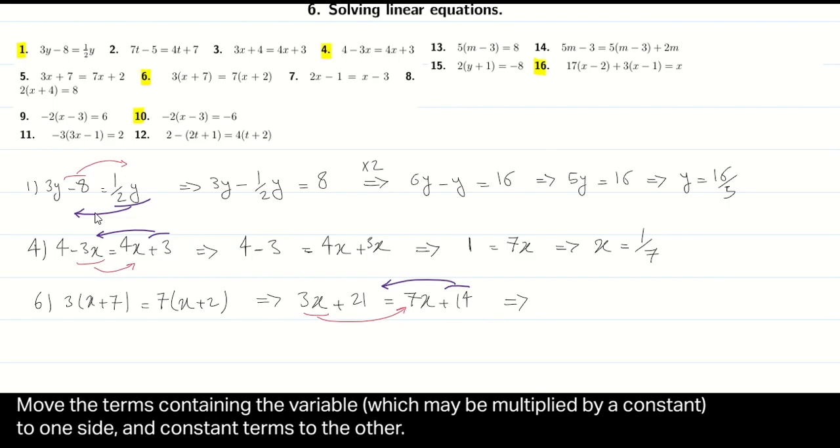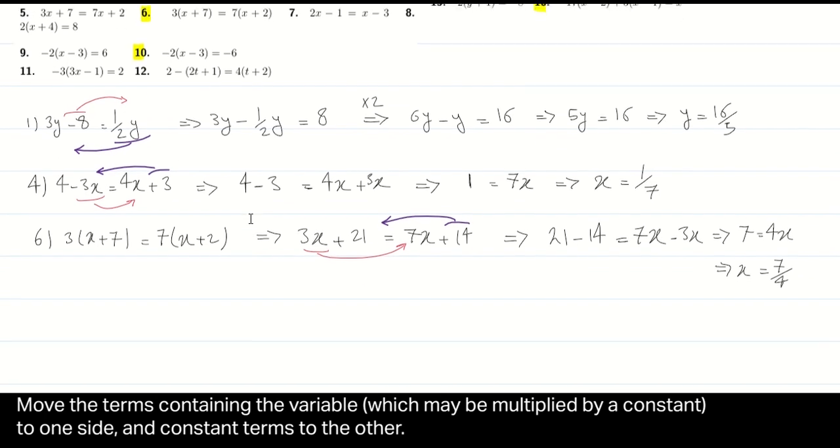So on the left-hand side, I already had 21. And when I move 14 to the left-hand side, it's going to be negative 14. On the right-hand side, I had 7x already. When I move 3x to the right-hand side, it's going to be negative 3x. So that means 7 is equal to 4x. So that means x is equal to 7 over 4. Now let's head to question number 10.